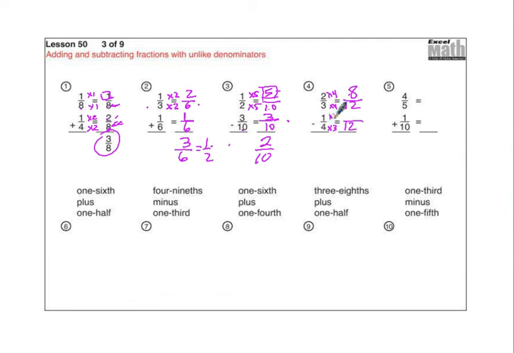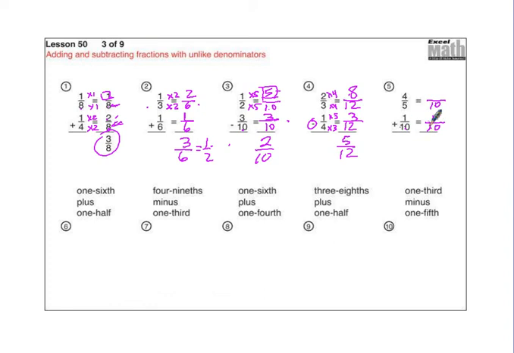4 times 3 is 12. 1 times 3 is equal to 3. This is a subtraction problem, so when we subtract, we get 5/12. All right, the next one, we have 4/5 plus 1/10. Skip count the bigger number, 10. First count of 10 is 10. Does 5 go into 10 evenly? Yes, it does. So that's our denominator.